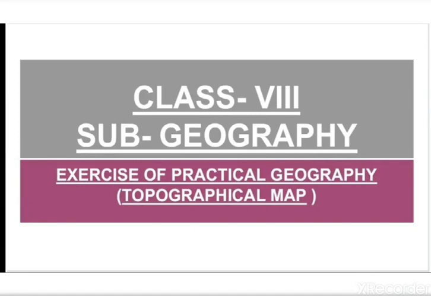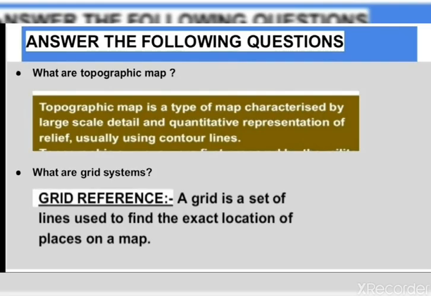Hello students. In this part, I will give some question answers for class 8 students from the first chapter, that is topographical map. So, let us start with this. First question, what is a topographic map? You will write: a topographic map is a type of map characterized by large scale detail and quantitative representation of relief, usually using contour lines.